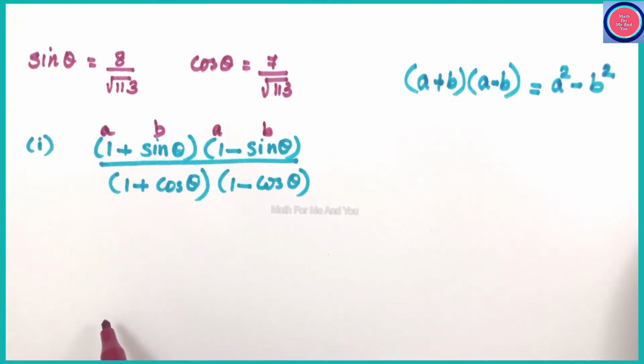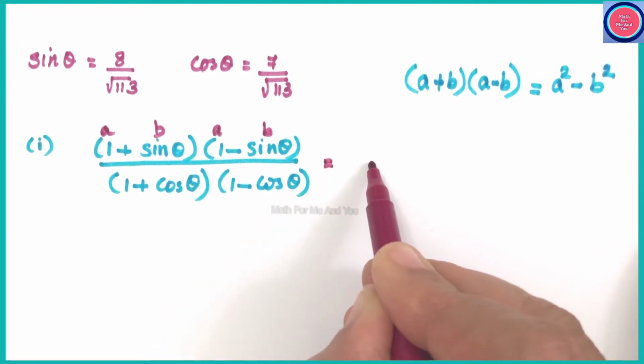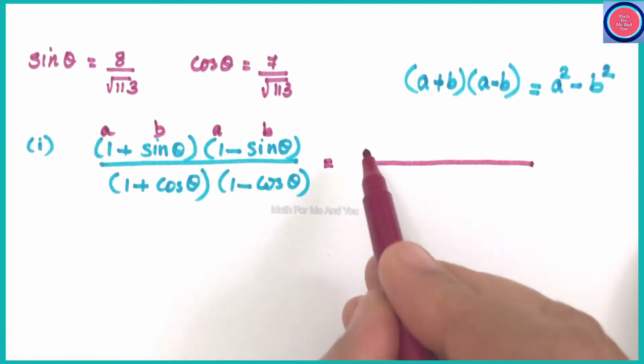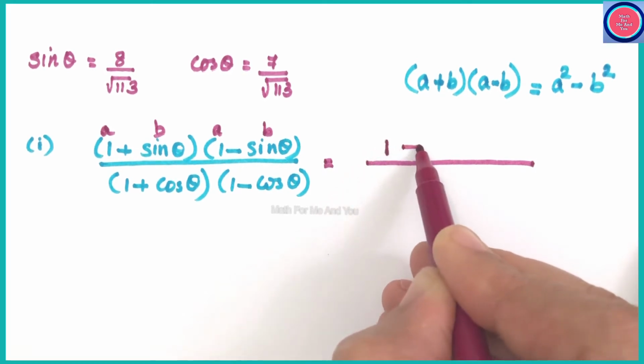What is the numerator? Numerator will be of the form a square minus b square. That means 1 square minus sine square theta. 1 square is 1 minus sine square theta.